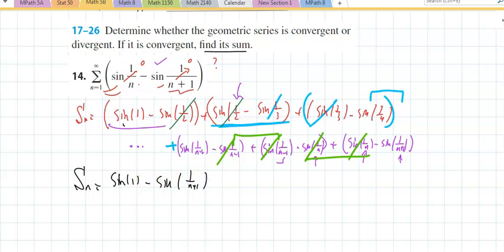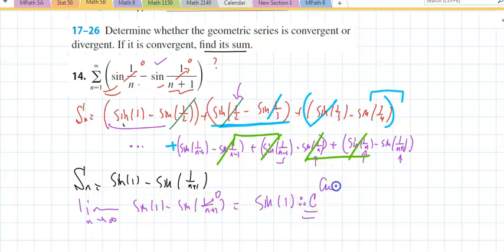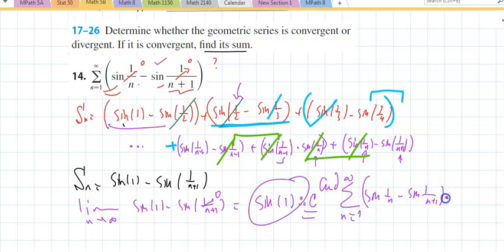Once I get this far, now if I take the limit as n approaches infinity of the sine of 1 minus the sine of 1 over n plus 1, that will be 0, and the sine of 0 is 0, so that is the sine of 1. Then I will conclude it converges. Not only that, I'll conclude that the sum n equal 1 to infinity of the sine of 1 over n minus the sine of 1 over n plus 1, all of that infinite sum, equals the sine of 1. And that's my conclusion.